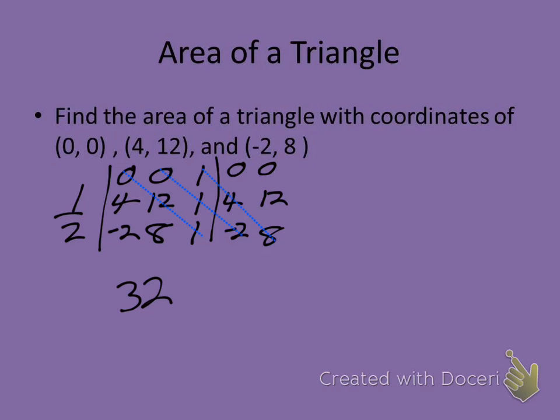Okay, so your 3 lefts end up being 32. Your rights. 1 times 12 times -2. -24. 0 times 1 times 8. 0. 0 times 4 times 1. 0. So subtract 32 minus a negative 24. That'd be 56, but then you gotta multiply it by 0.5. 56 times half is 28. There you go.